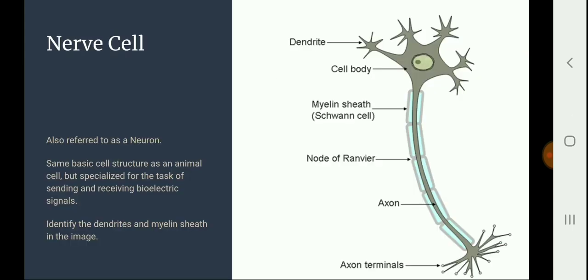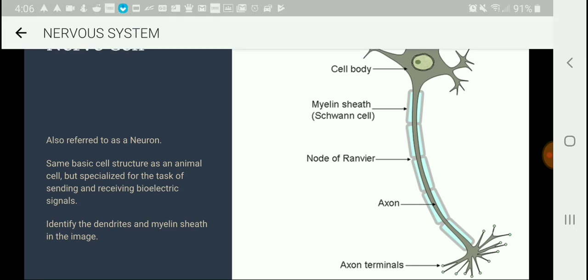The next thing I need you to sketch is the nerve cell. So just like any animal cell, a nerve cell does have a nucleus. It does have a cell membrane. Okay, cytoplasm, mitochondria. We don't need to be that detailed. What I want you to focus on here is you need to have a cell body, and that cell body will connect to these dendrites here.